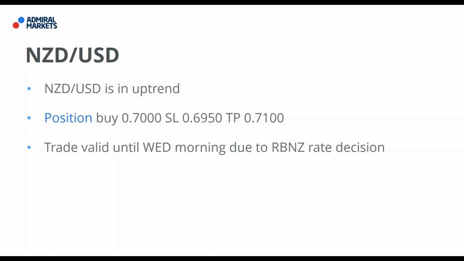And finally, New Zealand dollar. Okay, New Zealand dollar setup, uptrend. You can see it here. So uptrend on New Zealand dollar. I'm thinking about placing a long around 0.7000. Stop loss there, TP there, and the trade is valid, of course, until early Wednesday morning, guys, because you need to be very careful due to the RBNZ rate decision, Reserve Bank of New Zealand. That will be a rate decision. Everything can happen, so this should happen today or tomorrow. It's not valid after that.